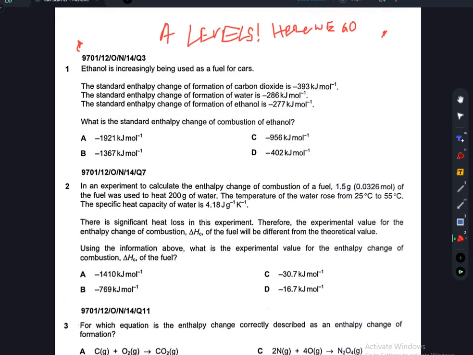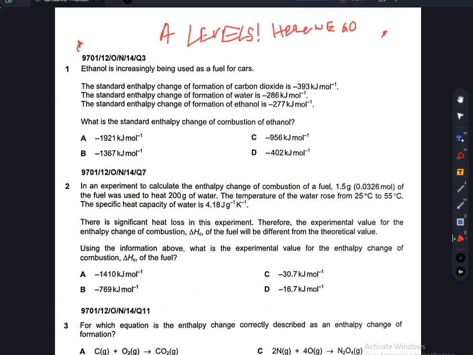Finally we are here with the first video of advanced levels, GCE A levels. Here we go. So first of all we are starting from the P1 of the enthalpy change chapter from chemistry.